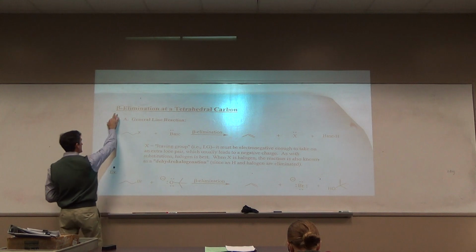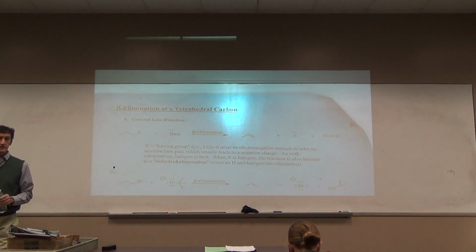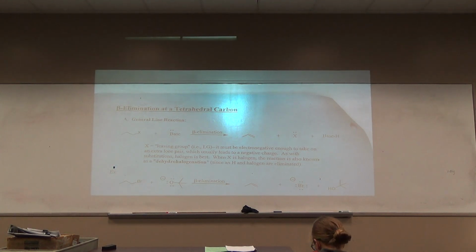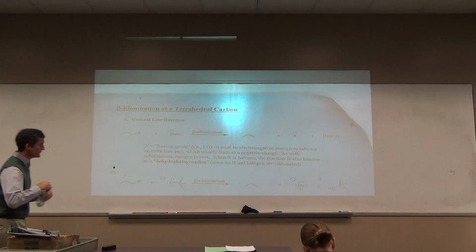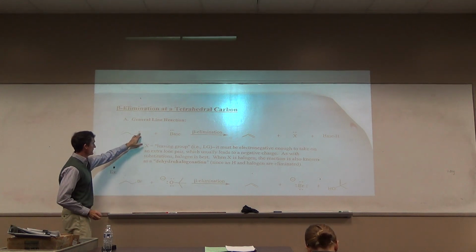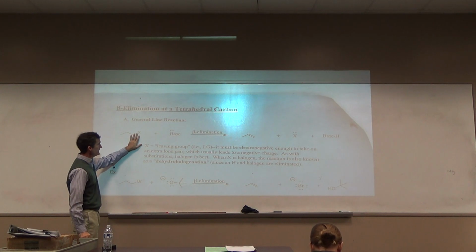This is going to be called beta elimination because we're removing the beta hydrogen. What type of carbon do we eliminate from? The leaving group leaves from what type of carbon? Tetrahedral carbon. The leaving group does not leave from an sp2 carbon, not in these mechanisms. Okay, general reaction. We're going to have a tetrahedral carbon with a leaving group.